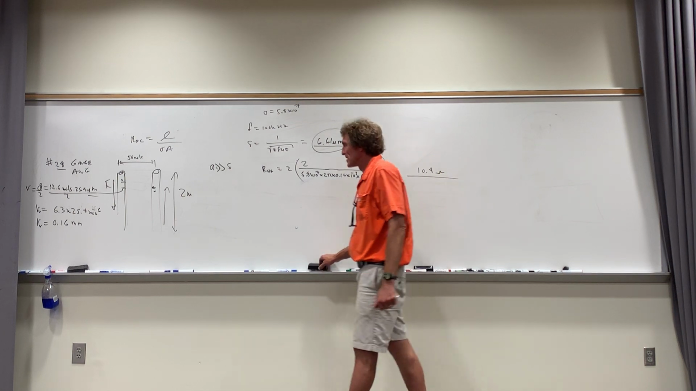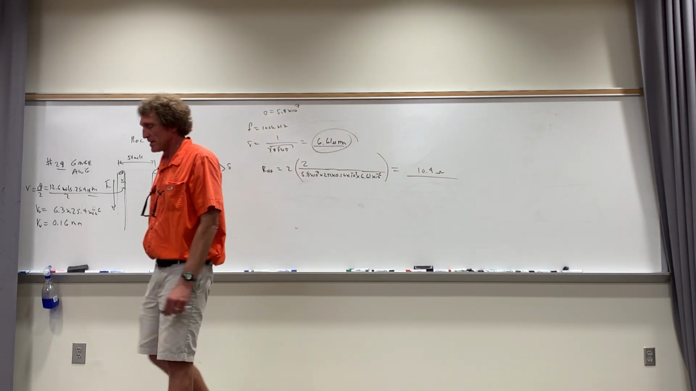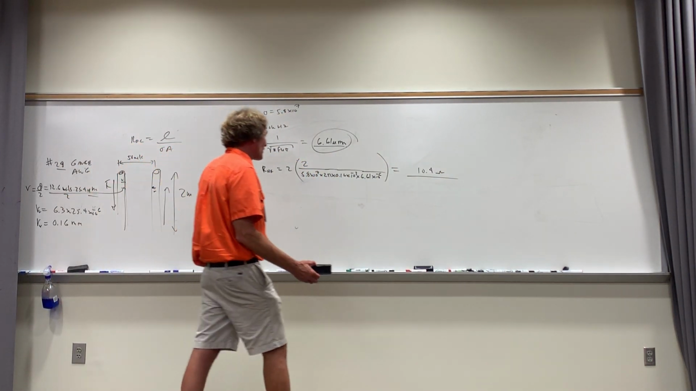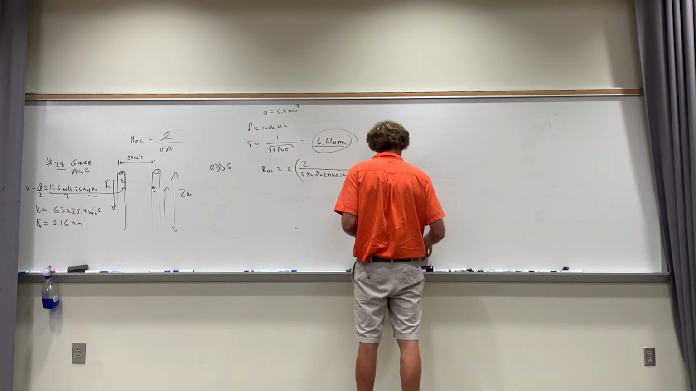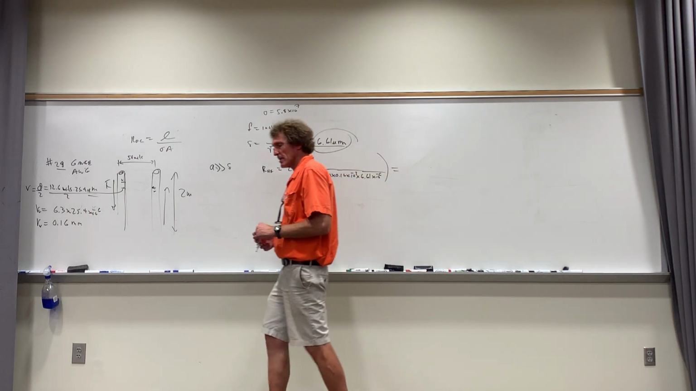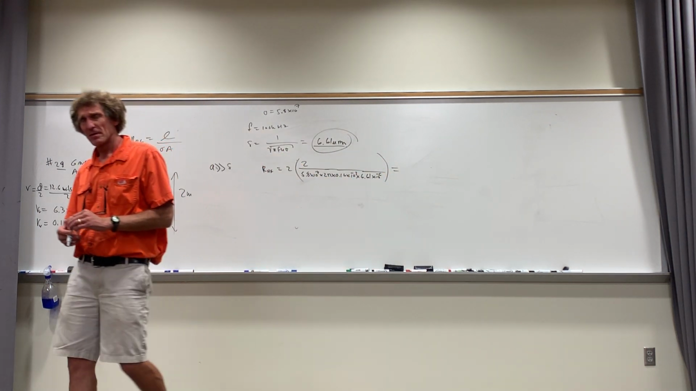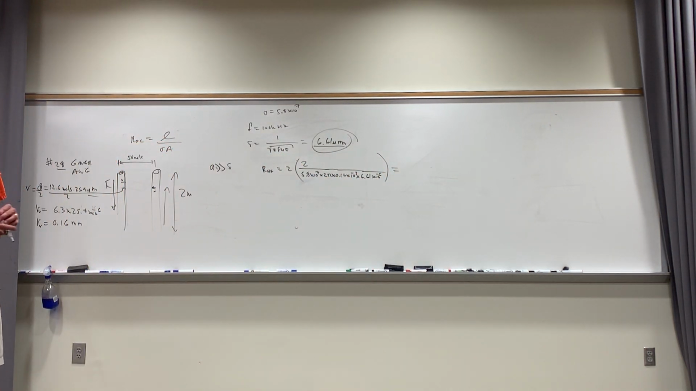Wait a second. So just for one wire, it'd be half that, right? Yeah, that's like 5.2, which is bothering me. And what did they get? They got 3.7, or 3.74. Makes it a little closer.